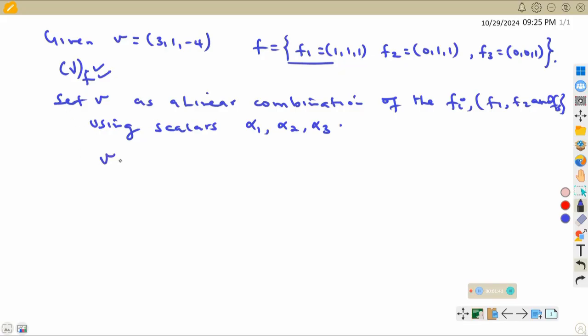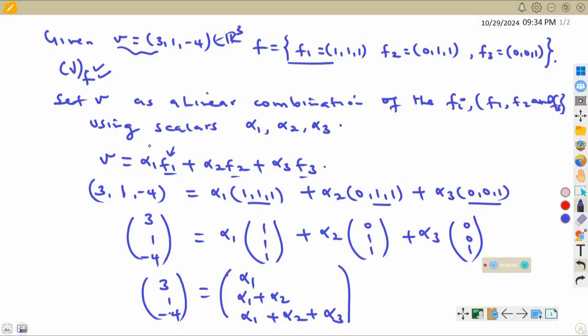So for that case, we shall have v as alpha 1 f1 plus alpha 2 f2 plus alpha 3 f3. So we are making v as a linear combination of f1, f2, and f3. Clearly, v is given, f1 is known, f2 is known, and f3 is known. So what we shall do is to simply substitute for v, f1, f2, and f3.